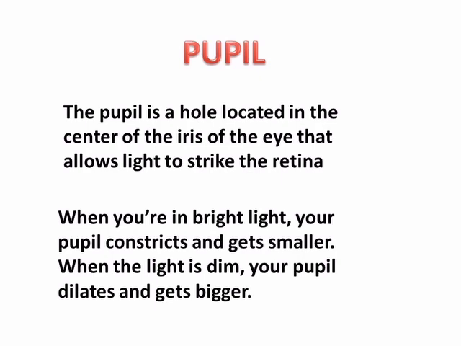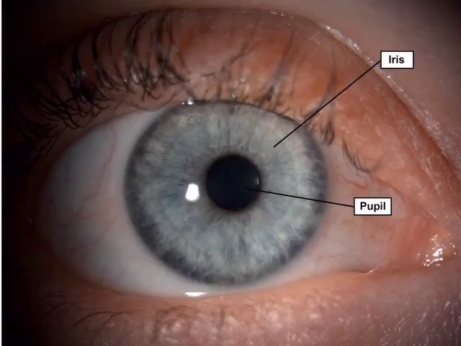Pupil. The pupil is a hole located in the center of the iris of the eye that allows light to strike the retina. When you're in bright light, your pupil gets smaller. When the light is dim, your pupil gets bigger. This is the picture of the iris and pupil. The center black part is called the pupil.